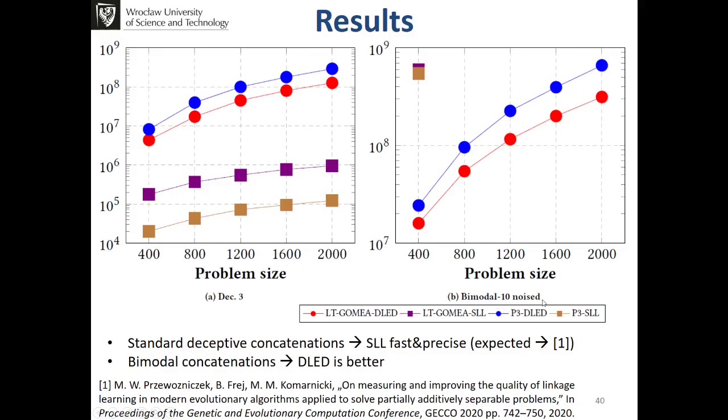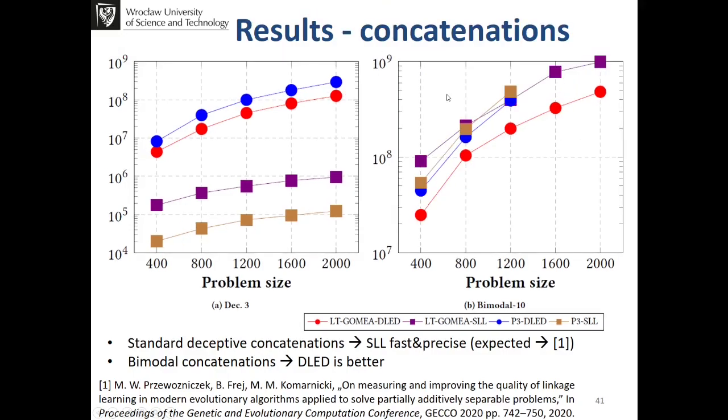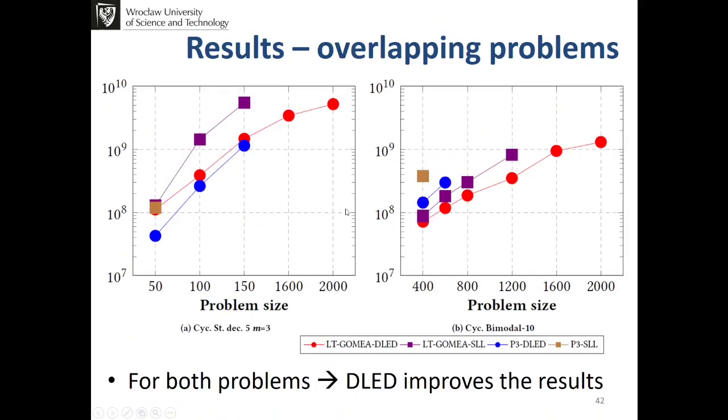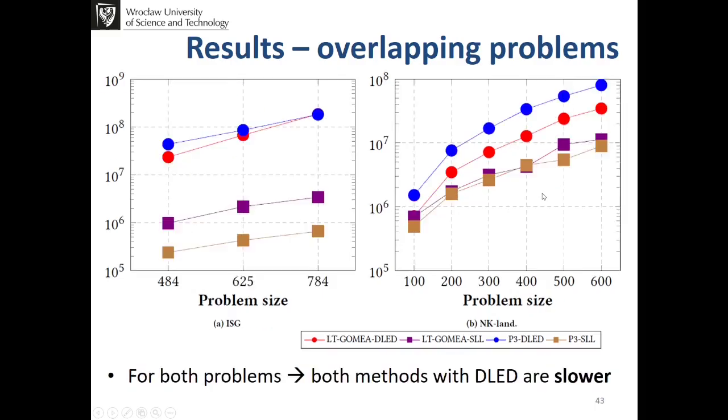Again, for the B model 10 noised deceptive function, you may see that DLED is significantly better here because SLL is unable to decompose such problems. Here we have some overlapping problems. For the cyclic problems, you may see that the DLED using versions are much faster and scale much better than the original ones. Here we have Eltigomia, the red and purple lines, and the blue and brown lines are P3. So P3 with DLED and Eltigomia with DLED work significantly better here.